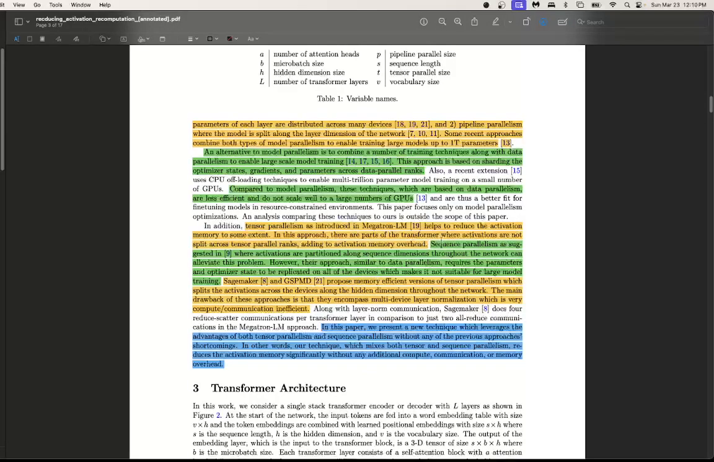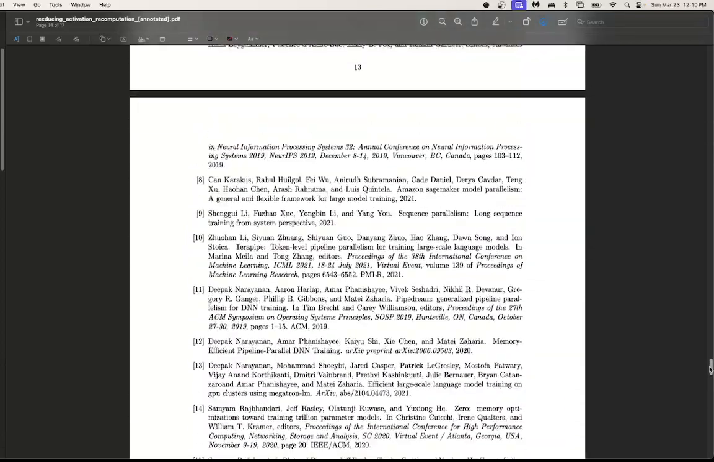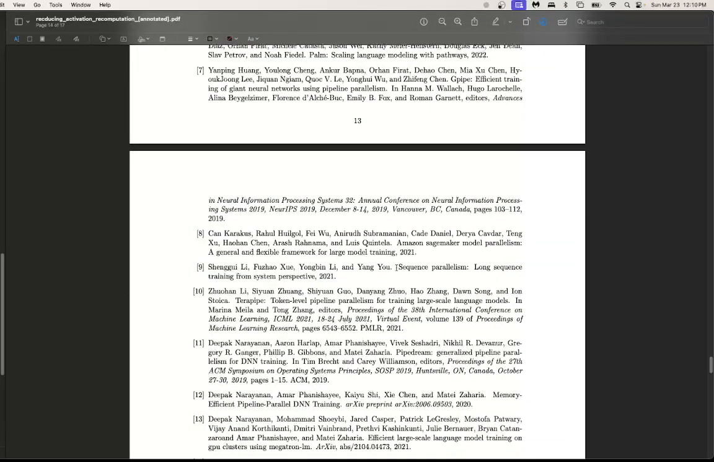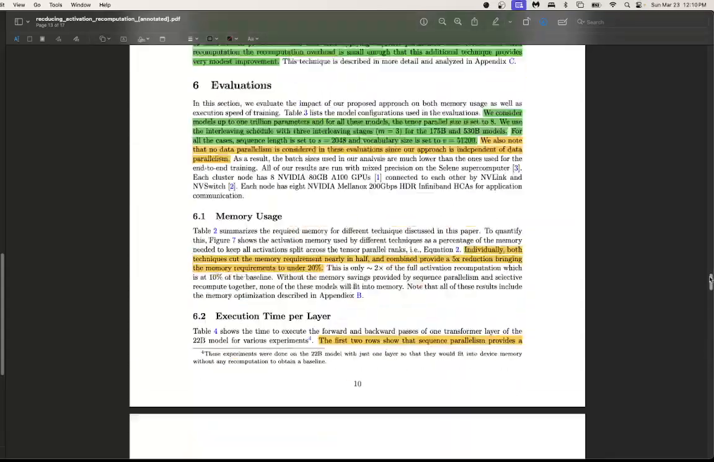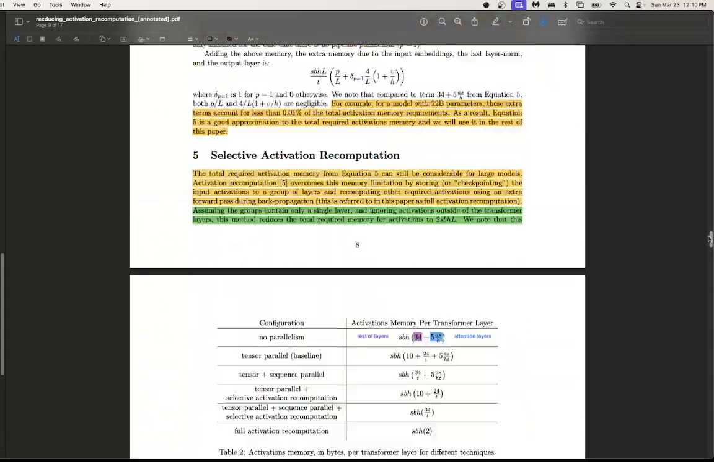They do mention that there's this previous form of sequence parallelism suggested in reference 9. And if you look, reference 9 is actually what we covered in a prior session on ring attention. This is "Sequence Parallelism: Long Sequence Training from a Systems Perspective." What this paper introduces is the entire concept of ring attention, where you partition along the sequence dimension, rotate the Ks and Vs around, but keep the Qs fixed to the device to compute the attention outputs.